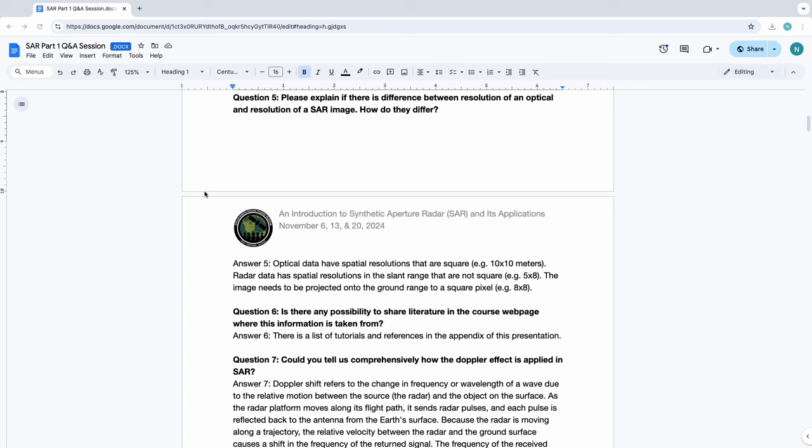Great question. With optical, we're all used to these square pixels, 10 by 10. With radar in the slant range, you're not going to have square pixels. It's going to be something different, like 5 by 8. Now, when you reproject from the slant range to the ground range, then you grid things to a square pixel. That's why Sentinel-1 images in Google Earth Engine, for example, or on the Alaska Satellite Facility, the ones that are GRD, are already gridded in the ground range and have square pixels. Now, one thing that's super important to remember is that with radar, do not take the spatial resolution at face value.